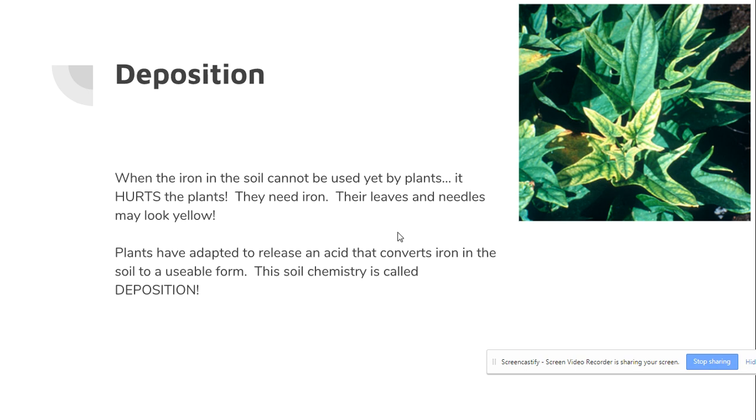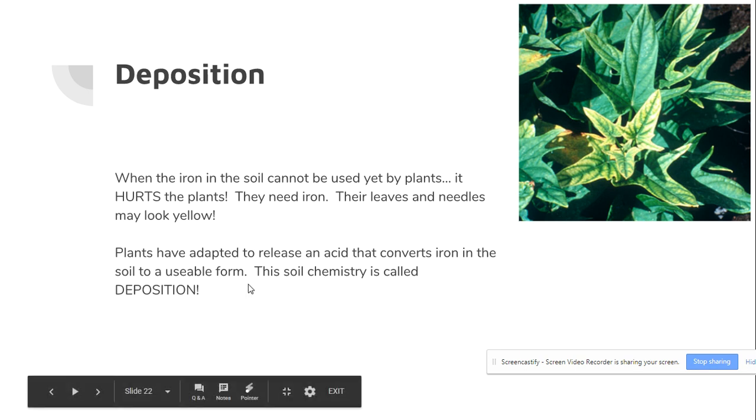But plants have adapted. Sometimes when the iron is in a weird form, they'll release this acid that will convert the iron into a form that the plant can then use. And that is soil chemistry. And that's what deposition is called when it's talking about soil chemistry.